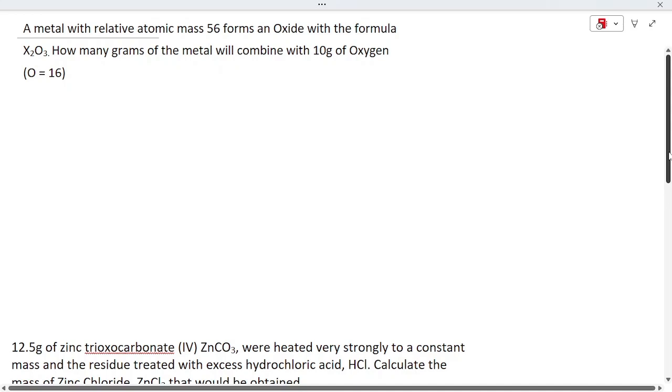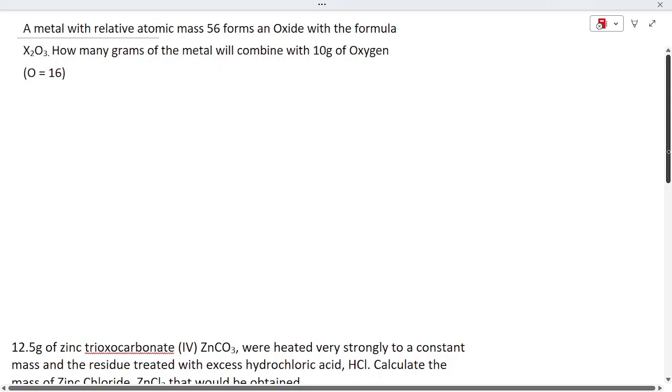As you can see for the very first question, how many grams of the metal will combine with 10 grams of oxygen? Grams and grams. That means we are dealing with a mass to mass relationship. So let's go ahead and solve the question.